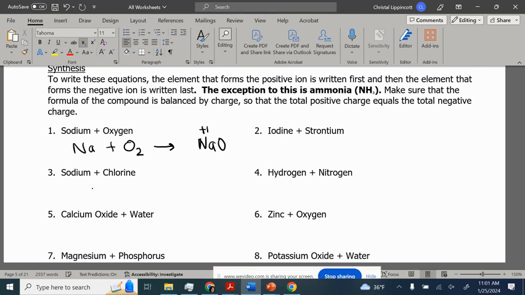This is a +1. This is a -2. So I need 2 of these for every one of these. Do you see how bringing that subscript over, you're not going to end up with the right formula? You've got to reevaluate that and make sure that you're getting the right stuff in. Okay.